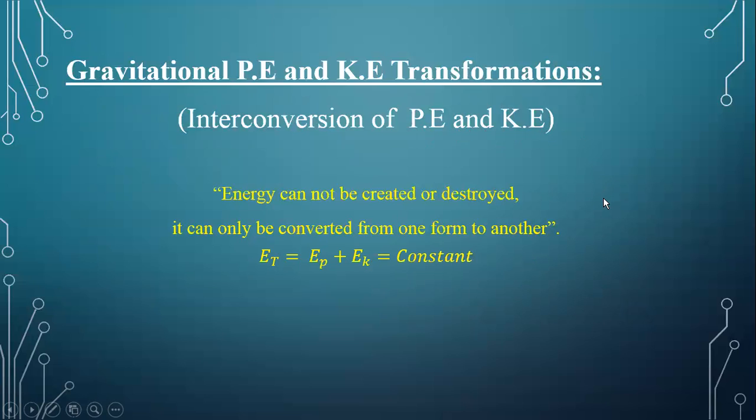For example, a ball which is present at some height possesses potential energy. When it is released, then potential energy changes to kinetic energy. So in this process, the total energy will remain the same, but potential energy changes to kinetic energy. We can explain this with the help of these two examples.